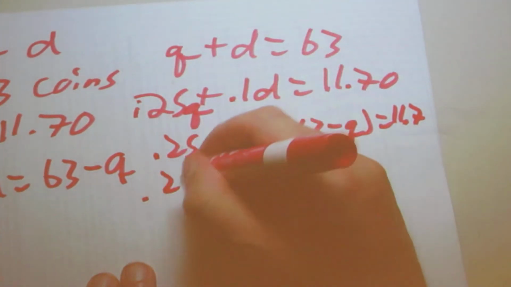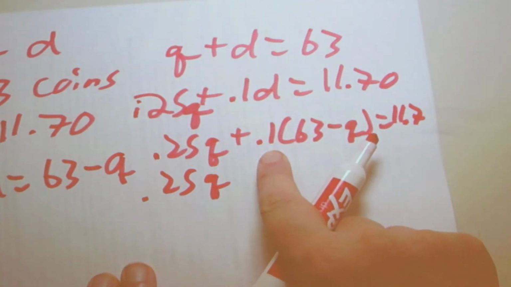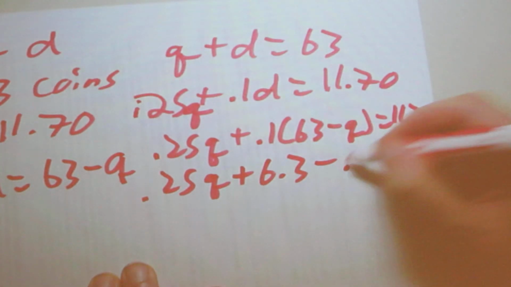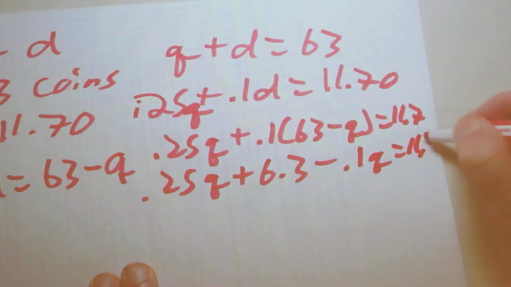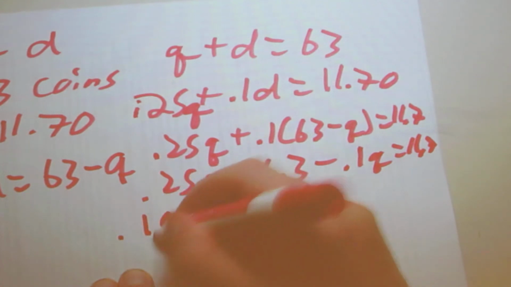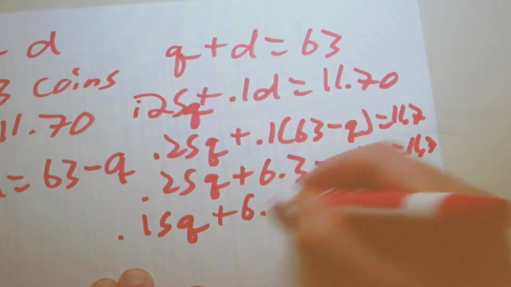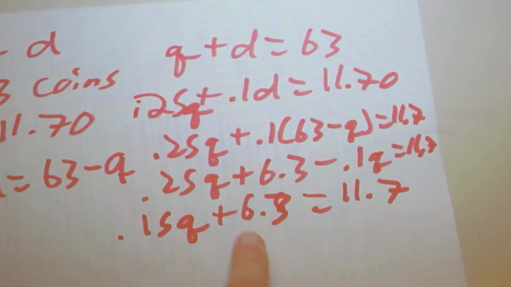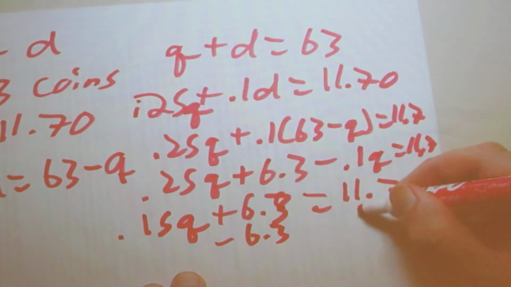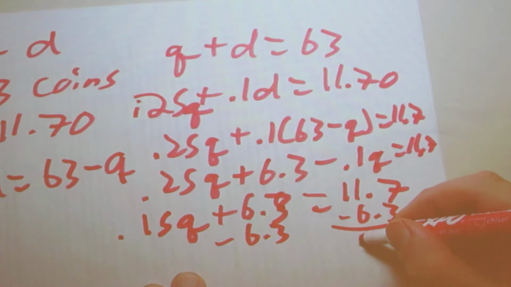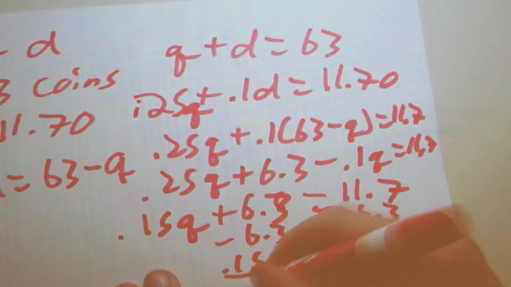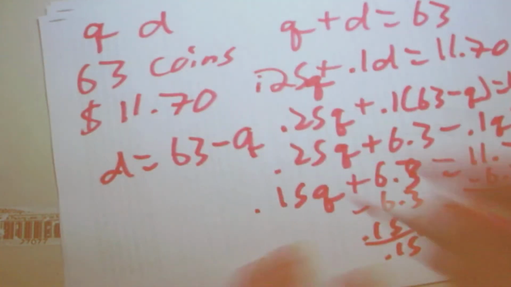Now I'm going to have 0.25Q. I have to distribute the 0.1, so it's going to be plus 6.3 minus 0.1Q equals 11.7. Combine like terms, so it's going to be 0.15Q plus 6.3 equals 11.7. Subtract the 6.3 from both sides. I'm going to be left with 5.4 equals 0.15Q. Divide both sides by 0.15.